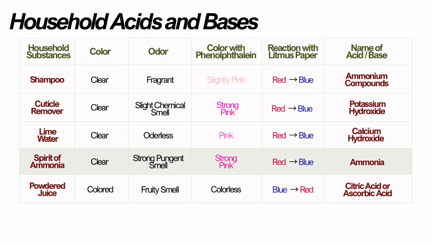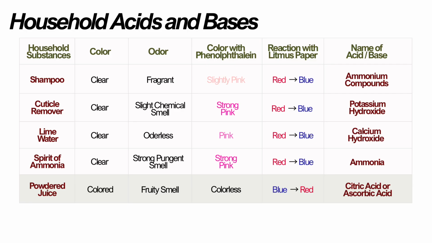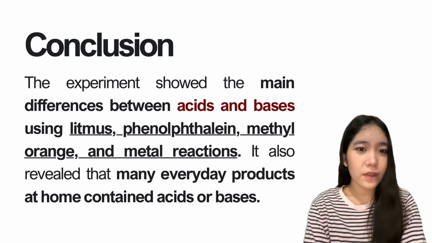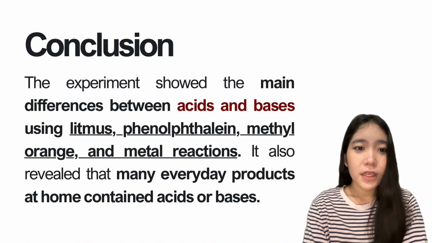And then spirit of ammonia, which is clear and has a strong pungent smell. When reacting with phenolphthalein, it becomes strong pink, and it turns red litmus paper blue and has ammonia, which is a base. And then powdered juice, it is colored, has a fruity smell, and when reacting with phenolphthalein, it becomes colorless, and it turns blue litmus paper red and has citric acid or ascorbic acid, which is basically an acid.